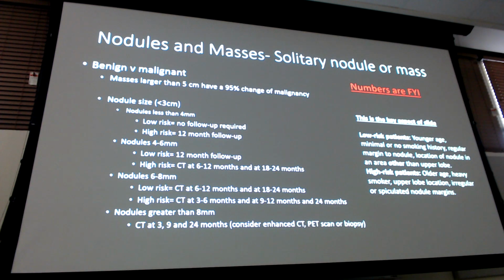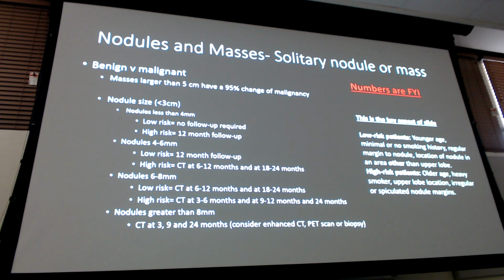Your low-risk patients and your high-risk patients is the key aspect of this slide. This is what I need you to know. I need you to know the low-risk patients and the high-risk patients. It's fairly straightforward. Low risk is young people with almost no smoking history, well-demarcated margins, and an area anywhere other than the upper lobe. Your high risk is your older people, your heavy smoker, in the upper lobes, or has irregular margins.